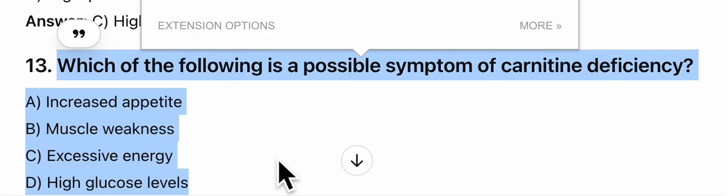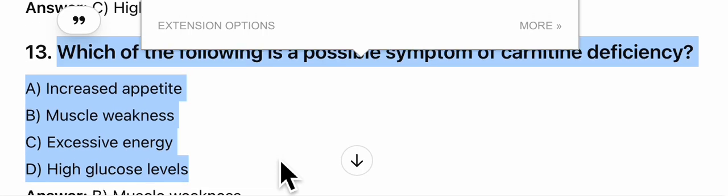Which of the following is a possible symptom of carnitine deficiency? A. Increased appetite. B. Muscle weakness. C. Excessive energy. D. High glucose levels.